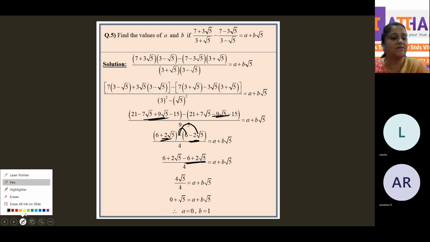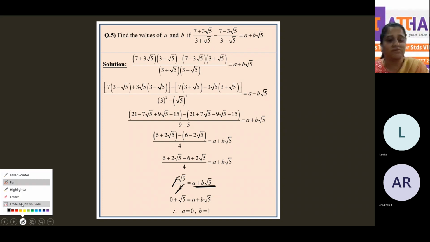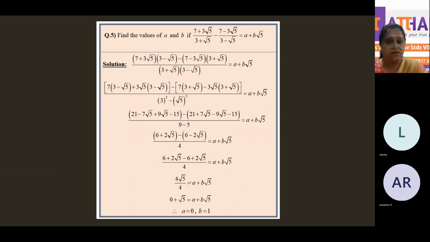See, the terms keep getting fewer as we simplify. Now 6 minus 6 gets cancelled. And now this 2 root 5 plus 2 root 5 is 4 root 5. 4 root 5. Here it has become 4. 4 root 5 by 4. 4 and 4 get cancelled. So we have only root 5. But here there are two terms, and here there is only one term, root 5. So write it as 0 plus root 5. 4 and 4 cancel.